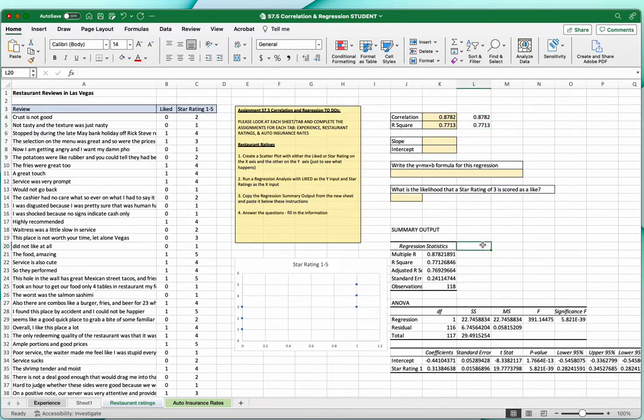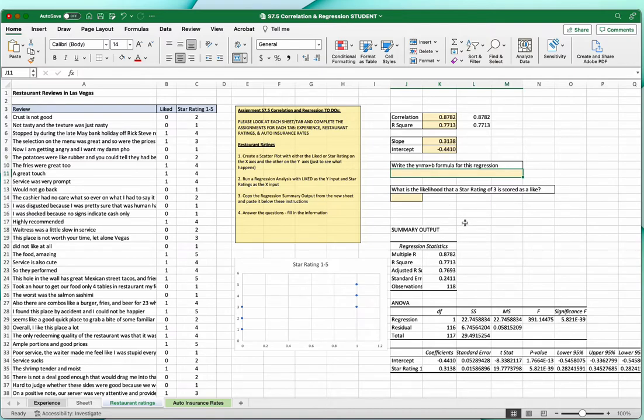What's our slope? Our slope is given to us right here, 0.313. You can also format these into 4 decimal places just to make it easier to read. Do the same for the intercept. My slope is the star rating coefficient, and my intercept is negative 0.44. So it starts at a negative number.